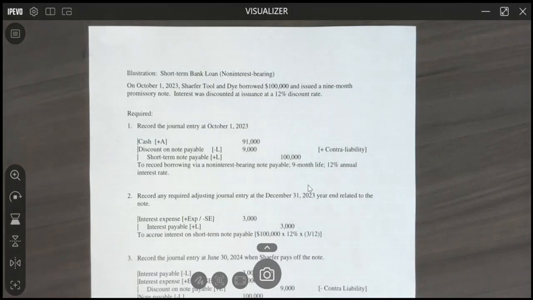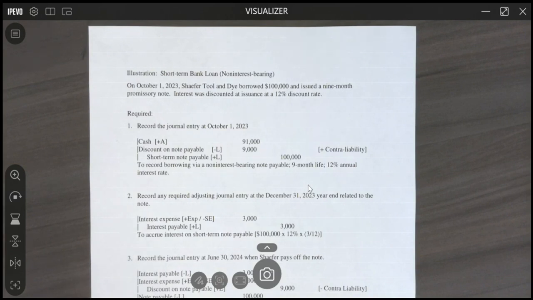Okay, in the last video, we went through the accounting for a short-term bank loan that is interest-bearing. I thought I would demonstrate the difference when it's non-interest-bearing. When it's non-interest-bearing, that means that the bank will simply hold back the interest at the time of the loan.